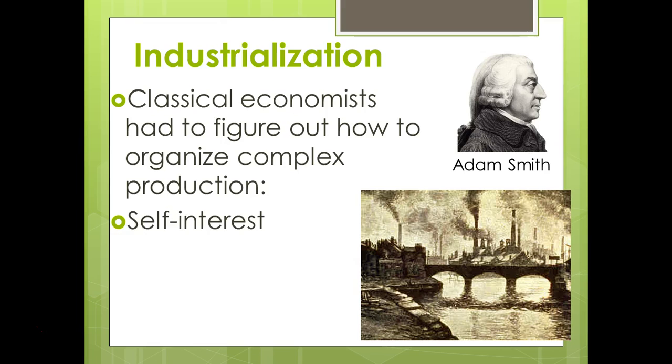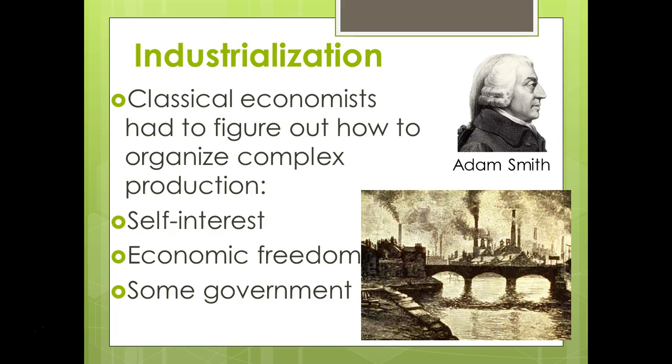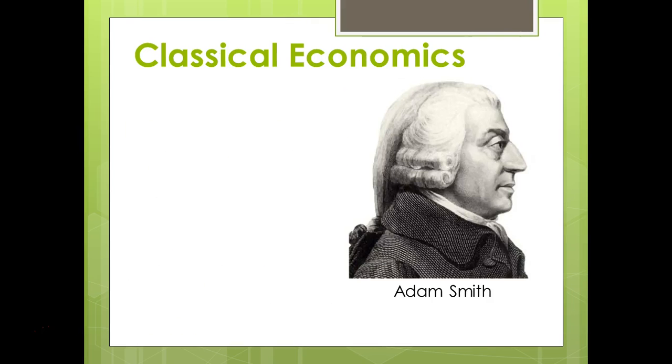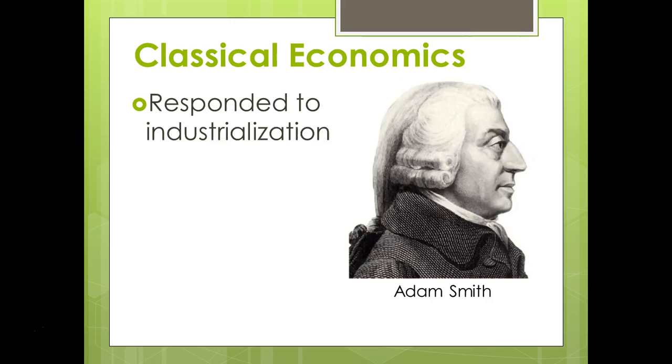And Adam Smith, as we learned, came up with the idea that, well, we should let people just pursue their own self-interest. Try not to get in their way. Let them have economic freedom, because the invisible hand will help make sure that everyone gets what they want. Some government is needed for regulation, but that's about it. So that's what Adam Smith said, and it was a response to industrialization.